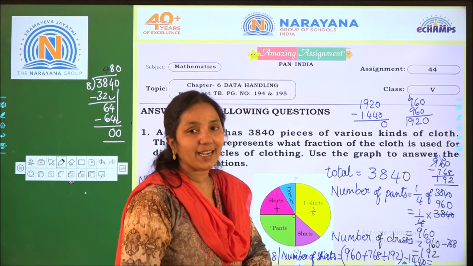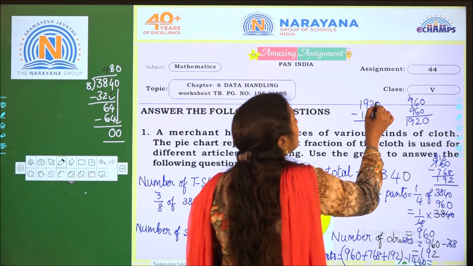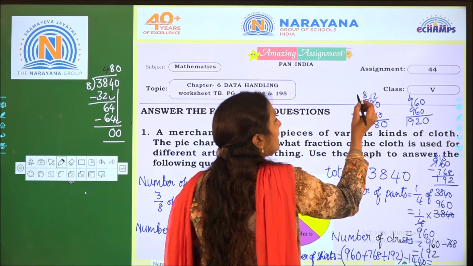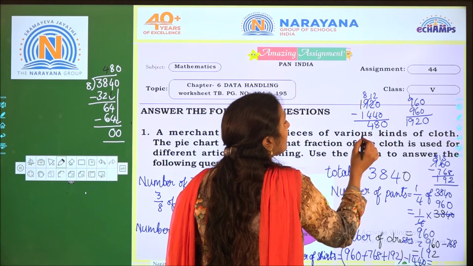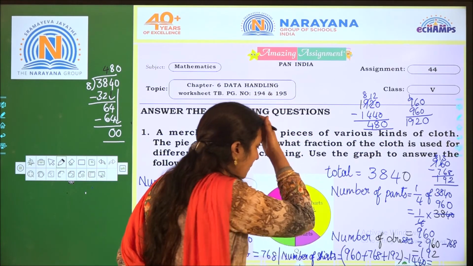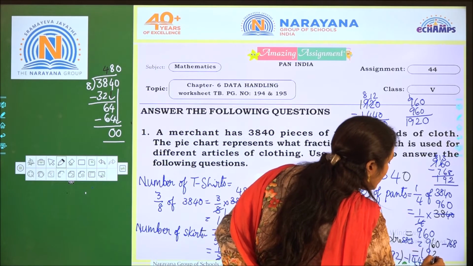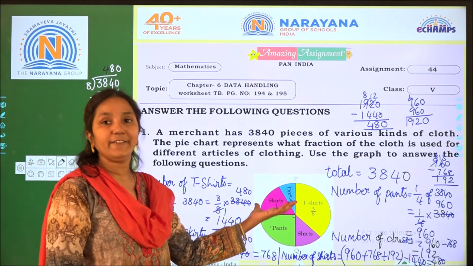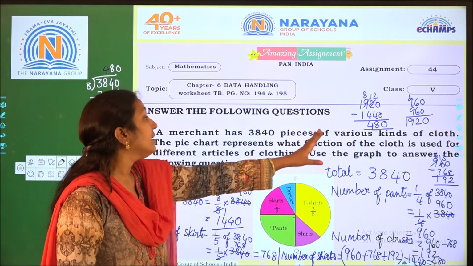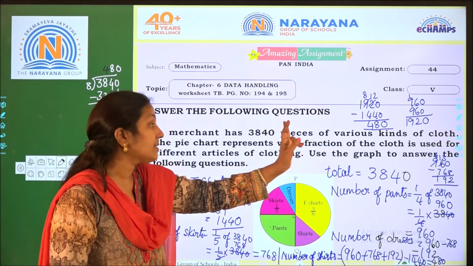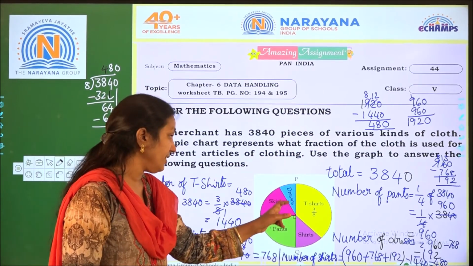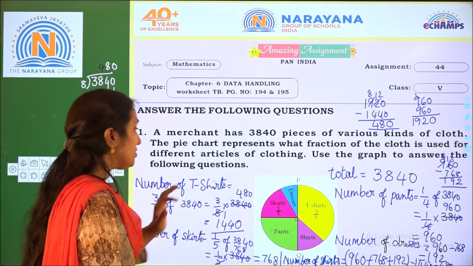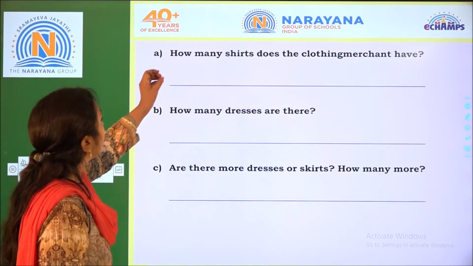2 minus 4 we cannot, so we have to regroup. 2 will become 12. 12 minus 4 is 8. This will become 8. 8 minus 4 is 4. 1 minus 1 is 0. So the number of shirts is how much, children? 480. Just now I calculated the given data, the total number of clothes, and from it I found the numbers of t-shirts, shirts, pants, skirts and dresses. So I completed the given questions.